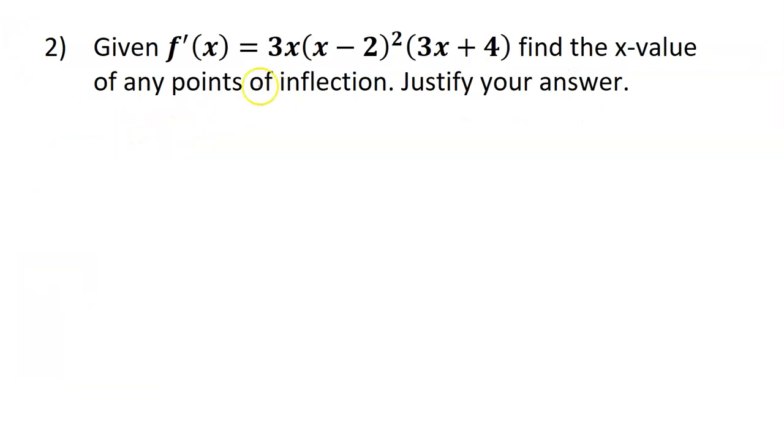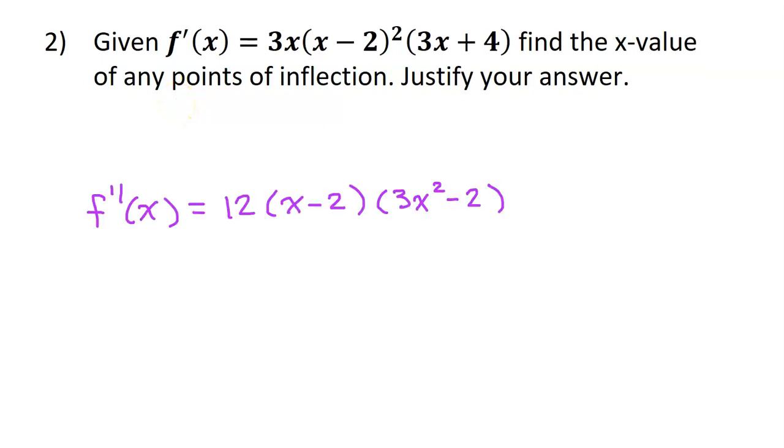Notice that problem number 2 involves the same function as above, so we will not have to do that work over again, thank goodness. Given that f prime is equal to 3x times (x minus 2) squared times (3x plus 4), find the x value of any points of inflection. Justify your answer. Let's copy down the f double prime that we found in problem number 1. Here is your second derivative.